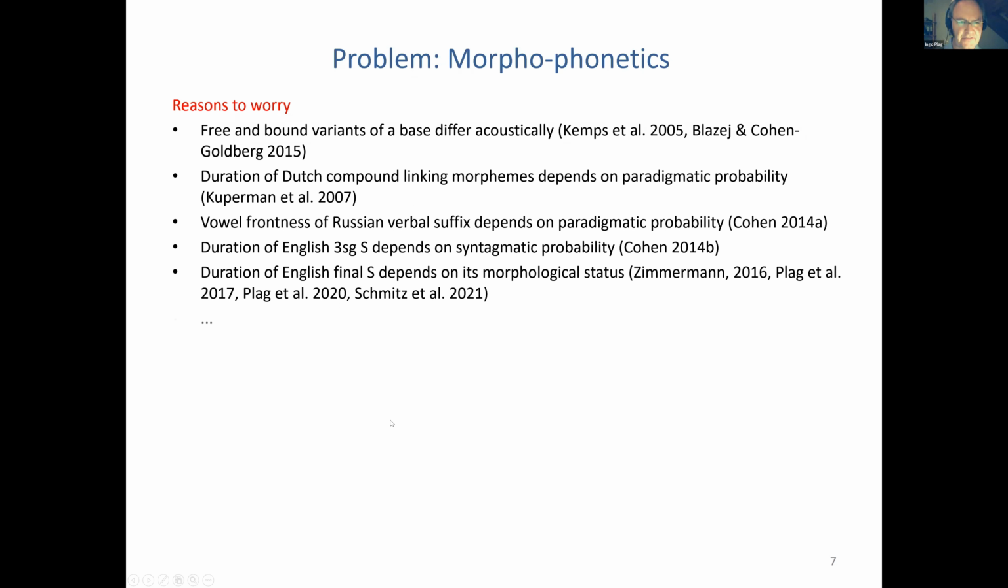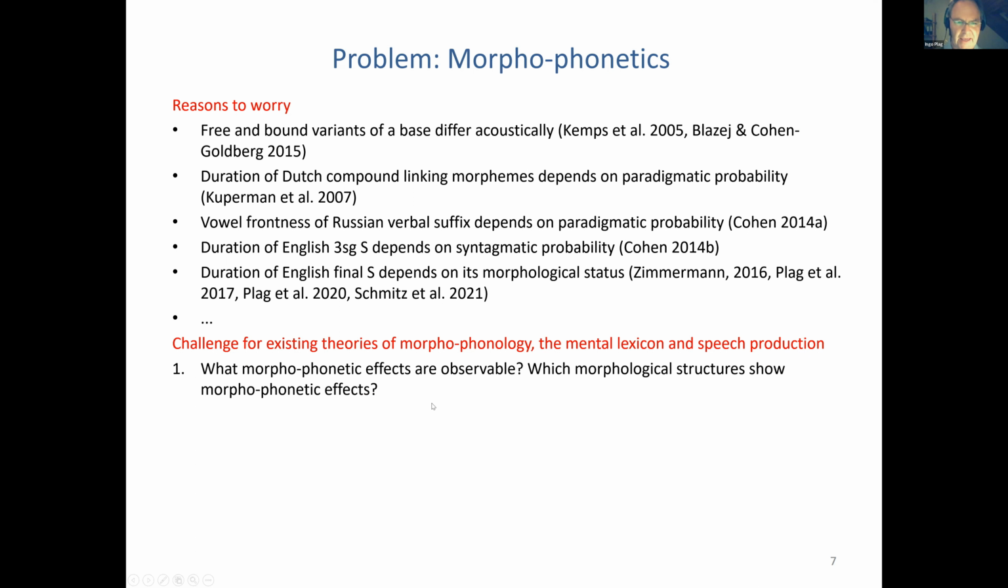different varieties of English. And there are many, many other facts that have been found out about the phonetic variation that correlates with morphological variation. And this is a challenge for existing theories of morphophonology, of the mental lexicon, and of speech production in general. And this raises then a couple of questions.